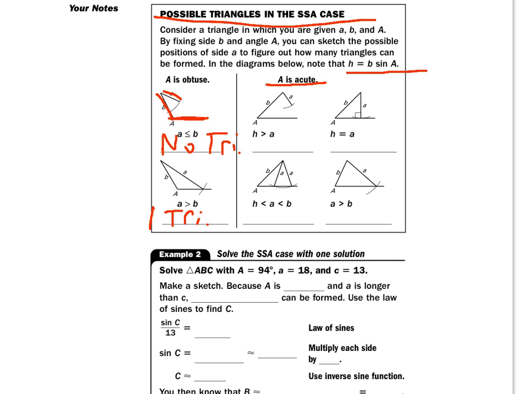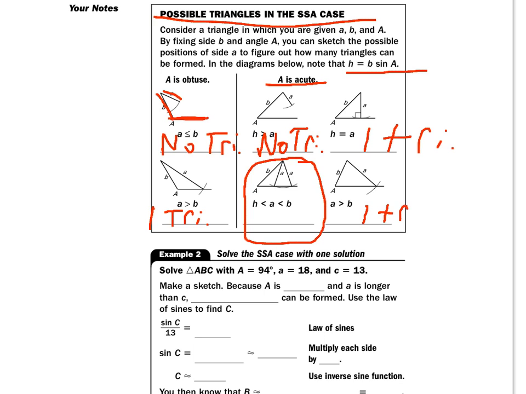When A is still too small and it's acute, it can't reach, and you're going to have no triangles again. And when it's exactly the right number, you have one triangle. And we'll go over these in more detail in a minute. In this situation, this is the big one right here. This is the one that throws us off. So I'm going to hold that off. When A is larger than B, you have one triangle again.